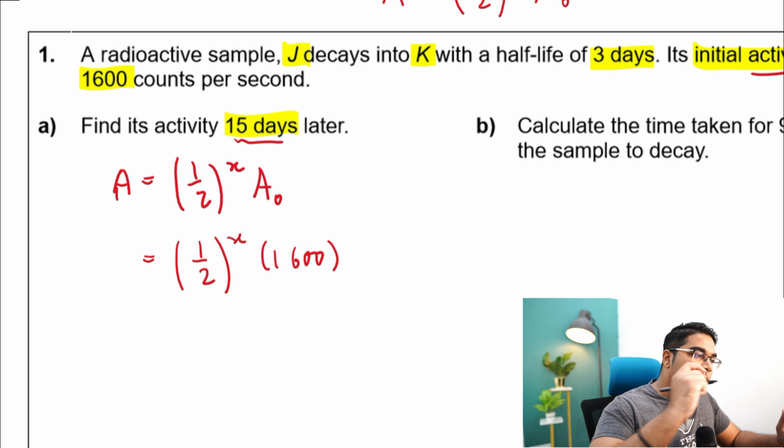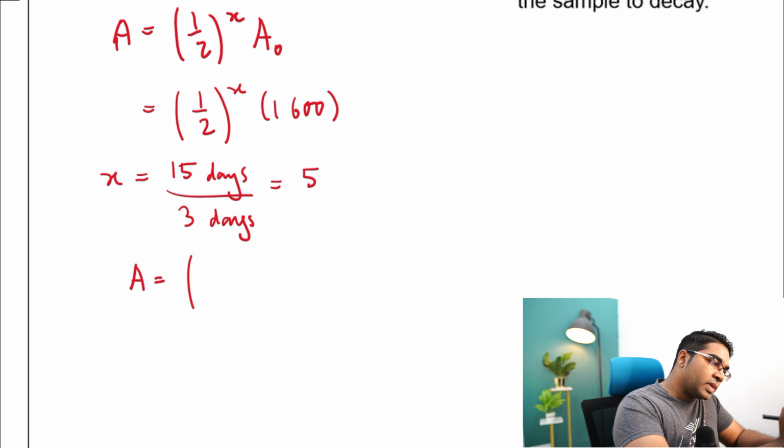So now that we have the value of x, we can just substitute this into the formula. So A, the activity after 15 days, will be equal to 1 over 2 to the power of 5 multiplied by 1600. The value that you will get here is 1600 divided by 32, that is 50 counts per second. This is the activity after 5 half-lives, after 15 days. Let's look at the next question.